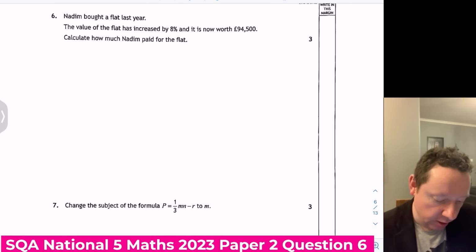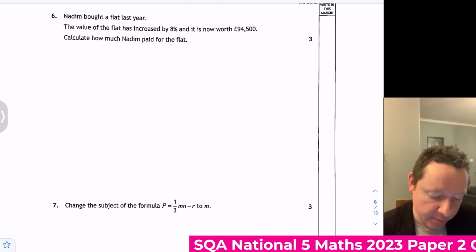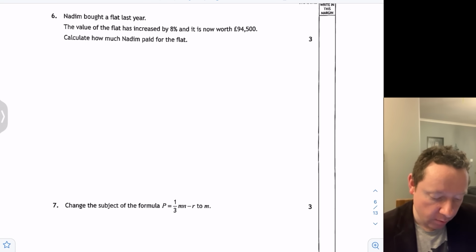SQA National 5 Maths 2023, Paper 2, Question 6. Nadeem bought a flat last year. The value of that has increased by 8%. It's now worth 94,500. How much did he pay for the flat?